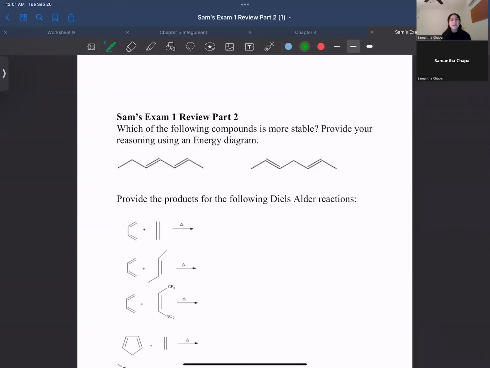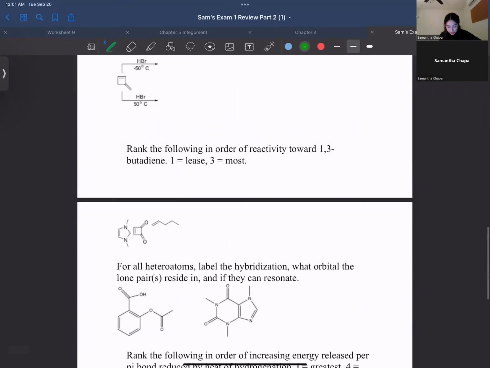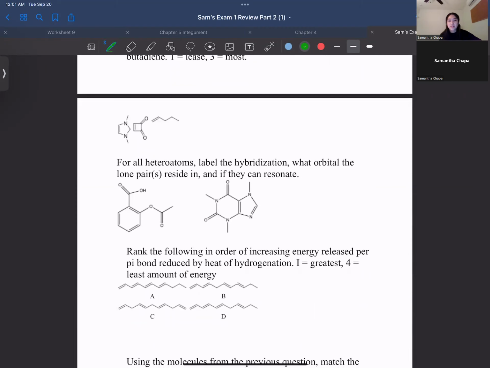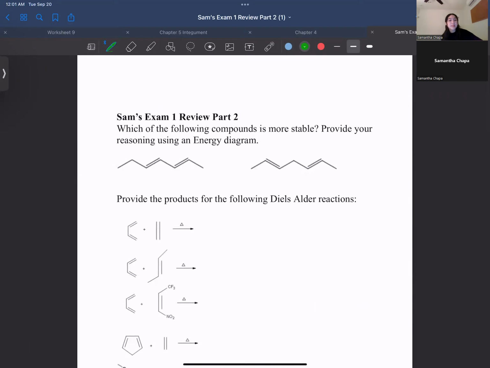Okay, guys, we're still doing exam one review, but part two this time. This one's all about conjugation, Diels-Alder, electron withdrawing groups. It's a lot of thermodynamics, and then there's the hybridization stuff. So that's what we're going to be going over in this page. And I'll be sending you guys a copy of this so you can work along with me.